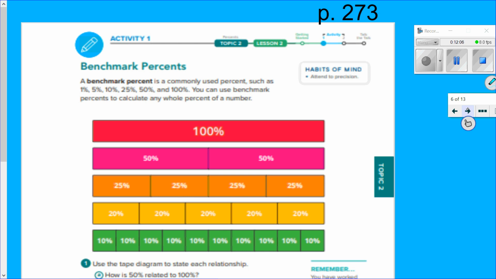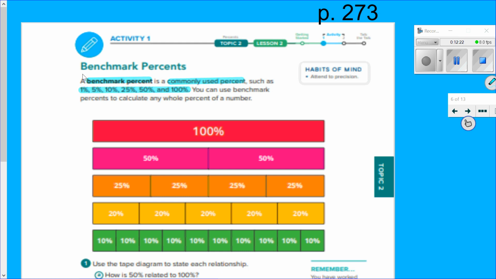Okay, guys, here's our definition. We have what are called benchmark percents. These are our commonly used percents. Here are some of the numbers they give us: 1, 5, 10, 25, 50, and 100.